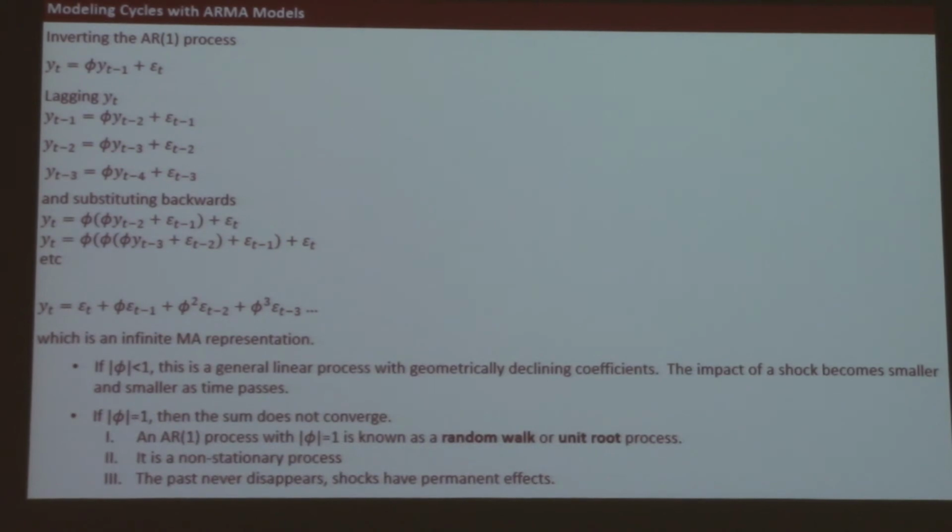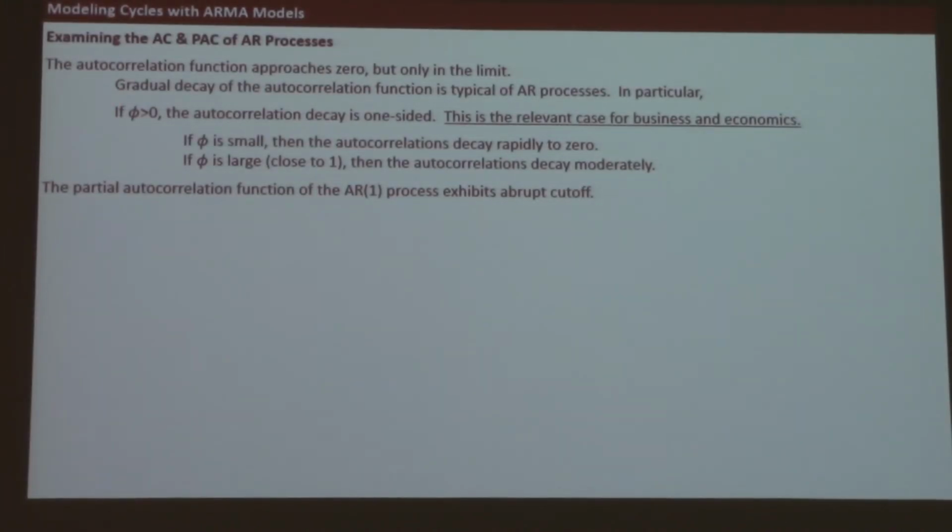All right. So let's skip through this. Again, examining the autocorrelation coefficients and the partial autocorrelation coefficients. So for autoregressive processes, gradual decay is a sign of an autoregressive process as opposed to abrupt fall off. Phi should be greater than 0, which is relevant for us. If phi is small, then it decays rapidly. If phi is large, then it decays more slowly. For the partial autocorrelation coefficient, we should see abrupt cutoff, in this case, if it's an AR1 process, after the first partial autocorrelation coefficient. Again, if phi is less than 0, you're going to get these back and forth oscillations.